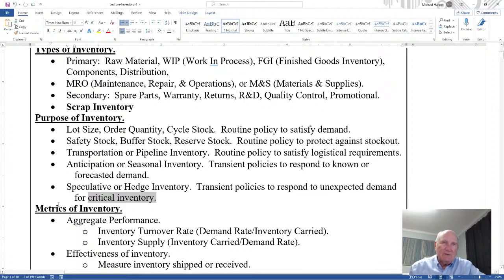Now, speculative is different. Speculative says, well, I'm going to speculate I might need just about this much to try to minimize my probability of stock out. Well, we'll look at this speculative inventory next week when we have a probabilistic or stochastic demand, and we'll actually calculate it. And I'll show you how to do it a number of ways.